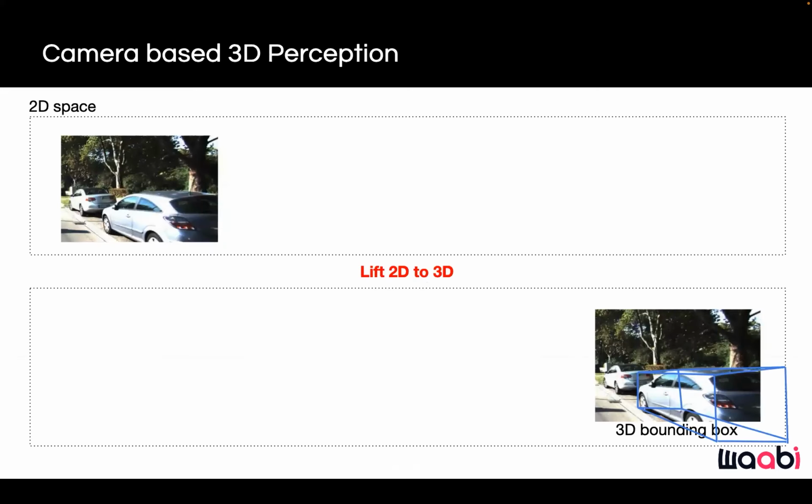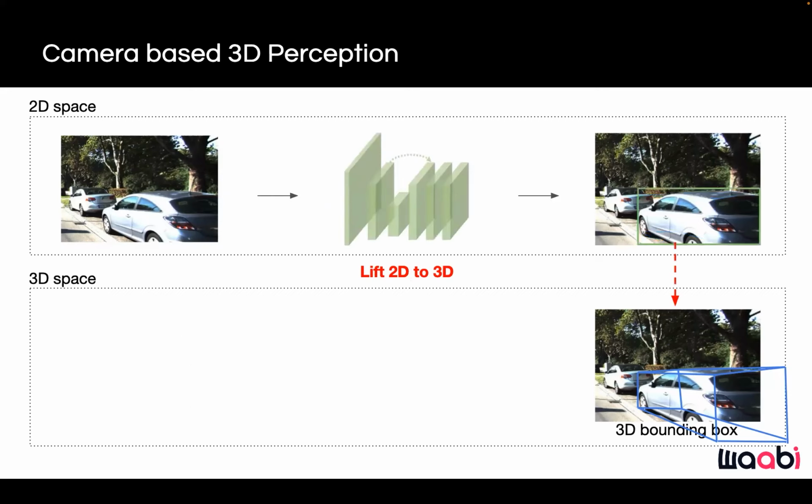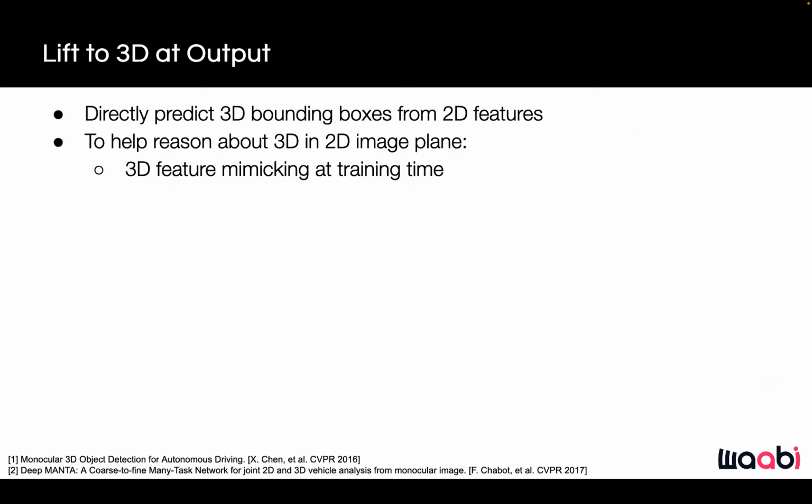In order to reason about 3D from the 2D image space, we need to lift the information from 2D to 3D space to help the model further produce the 3D bounding box which we require. This lift can happen at either the input, feature, or output stage. We first look at the method that lifts to 3D at the output level, which directly predicts the 3D bounding boxes from the 2D pixel features. To bridge the gap between the 2D features and the 3D targets, several techniques have been proposed.